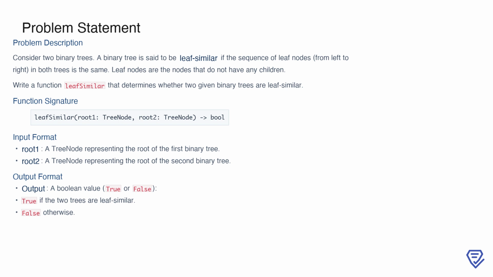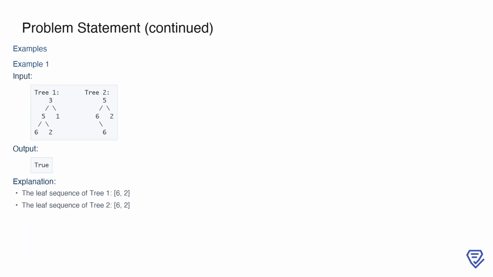Your task is to implement a function called leaf-similar that checks whether two given binary trees satisfy this condition. The function takes in two parameters, root 1 and root 2, which represent the root nodes of the two binary trees. The expected output is a Boolean value, true if the two trees have the same leaf sequence, and false otherwise. Now let's look at an example to better understand this concept.